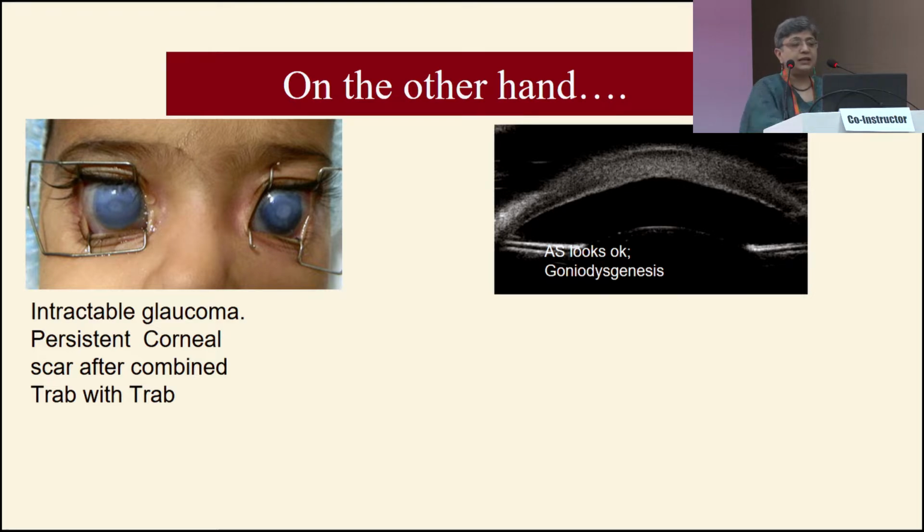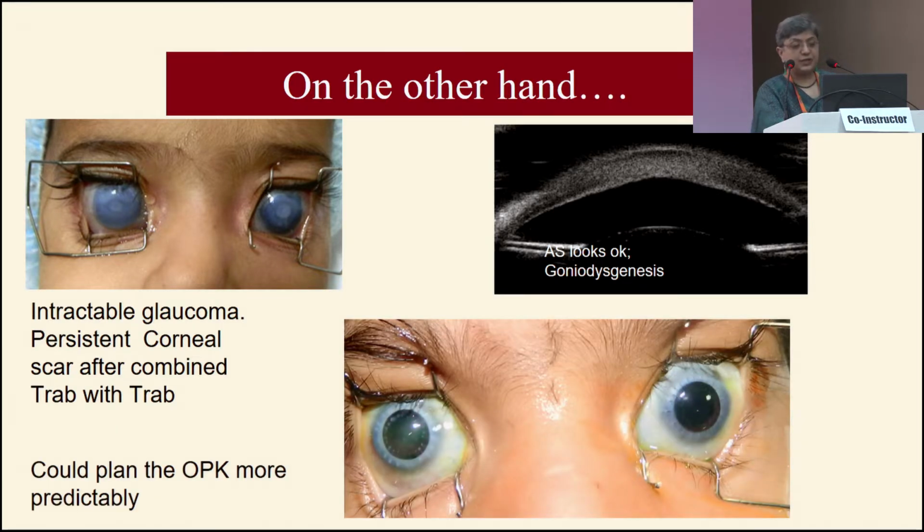On the other hand, if you have intractable glaucoma with a persistent corneal scar after a combined trab with trab, and your UBM looks like this, then you really push them, and these babies do well with a corneal transplant. So know what you push for.